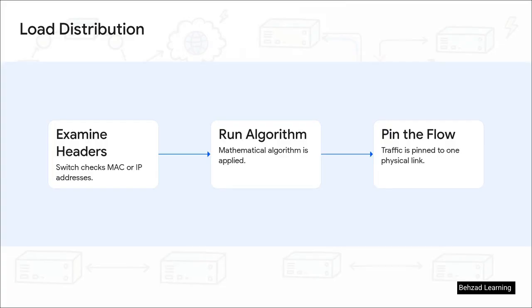Okay, so once the highway is up and running, how do the cars actually drive on it? Well, the switch uses something called load distribution. It's important to know it doesn't just chop your data frames into tiny pieces and scatter them. Instead, it carefully examines the MAC or IP addresses of your data, runs a quick mathematical algorithm, and then pins that specific flow of traffic to one dedicated physical lane. This is super vital because it makes sure your data arrives in the exact right order, which keeps your end user applications perfectly happy and stable.